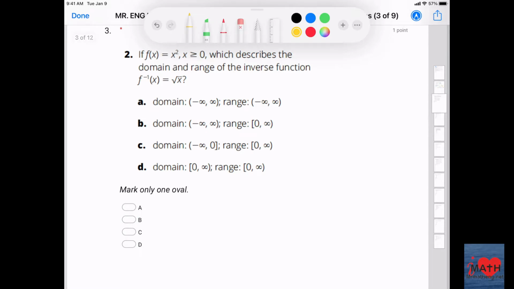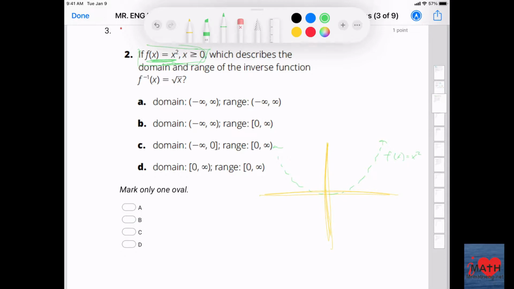Question number 2 says, if f of x equals x squared, x is greater than 0, which describes the domain of the inverse of f of x, which is the square root of x. Let's just do a quick graph. Here in green is the f of x function. I'm first going to just do x squared in a dotted line here. This is f of x equals x squared.